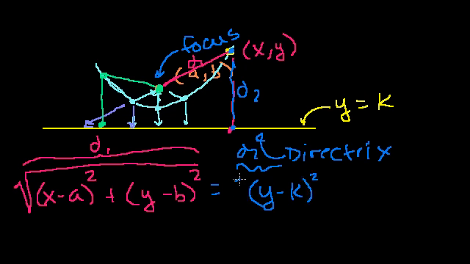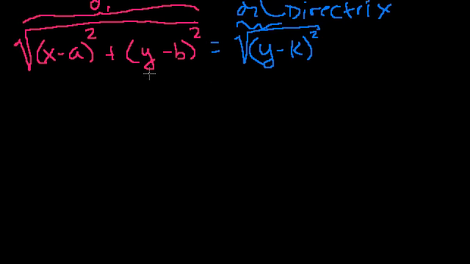And then that ensures that we're not dealing with negative distances. So here we've set up the equation for all of the x's and y's where the distance to the focus is equal to the distance to the directrix. And let's see if this actually turns out to be a parabola. So the first thing we can do is square both sides and get rid of the radicals.